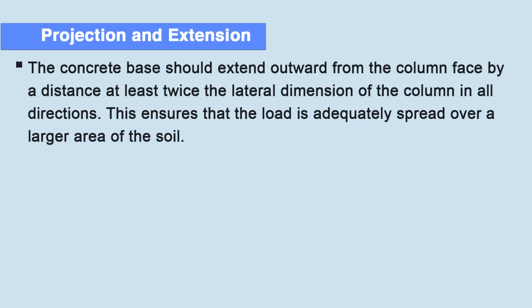The next feature is projection and extension. The footing base should extend outward from the column face by a distance at least twice the lateral dimension of the column in all the directions. This ensures that the load is adequately spread over a larger area of the soil.